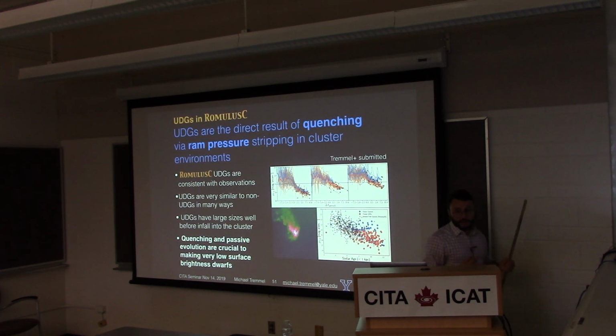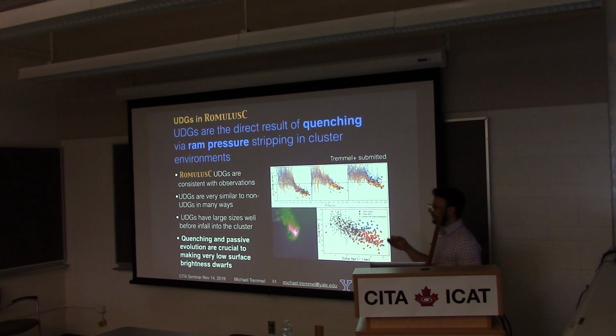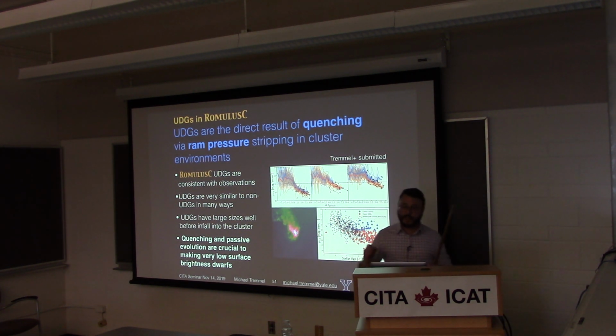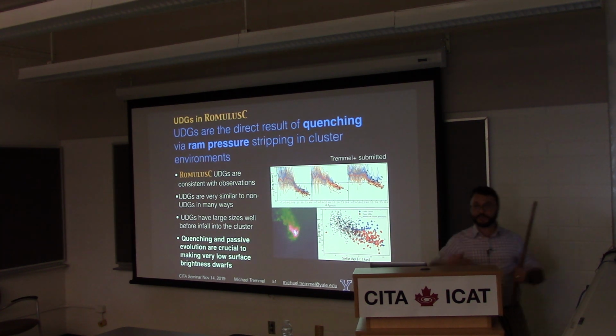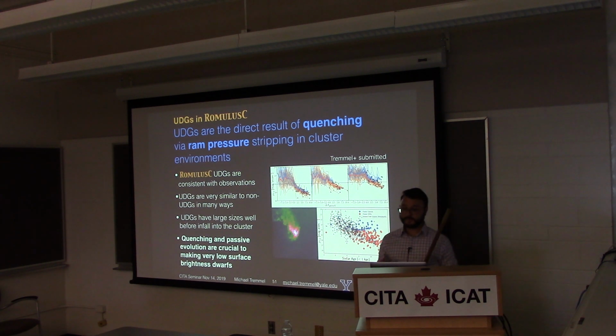And so once again, it all comes down to ram pressure removing gas from low mass galaxies at a much larger rate than you'd ever expect in isolated galaxy populations. And then the passive evolution results in a very low surface brightness galaxy.